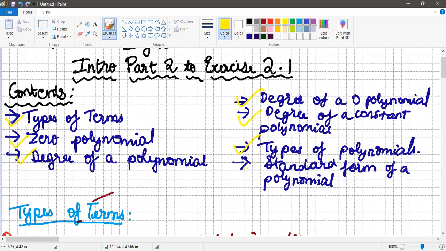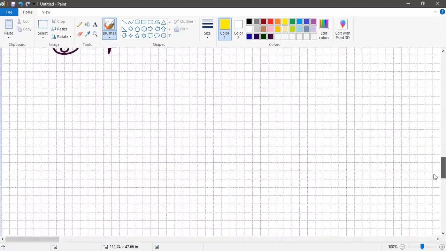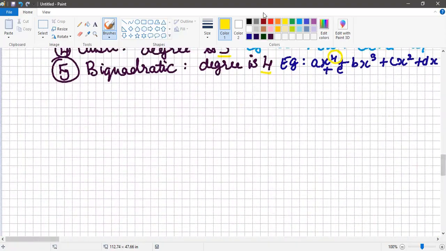So lastly, we are going to understand the standard form of a polynomial. What is the standard form of a polynomial? Let's check out on that.